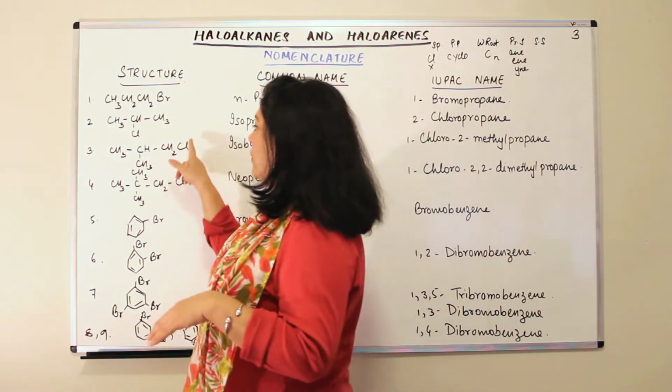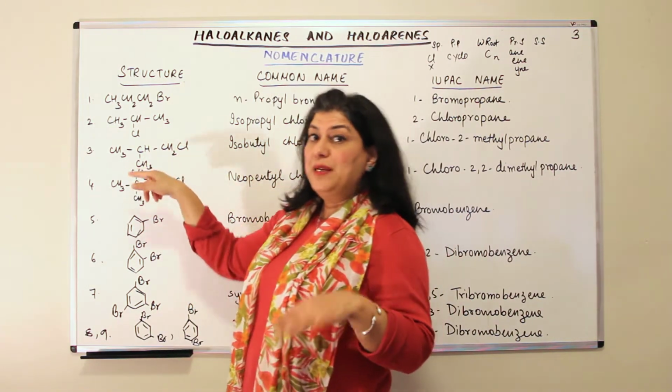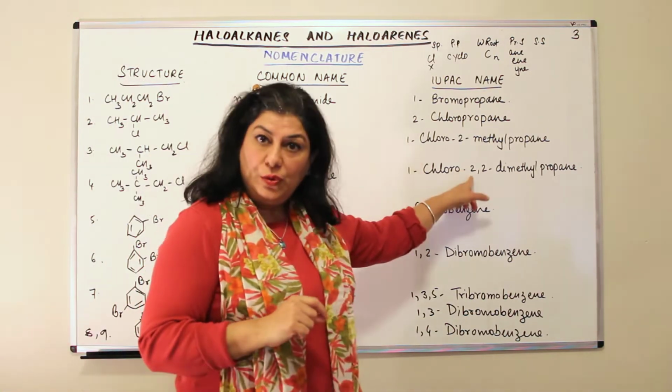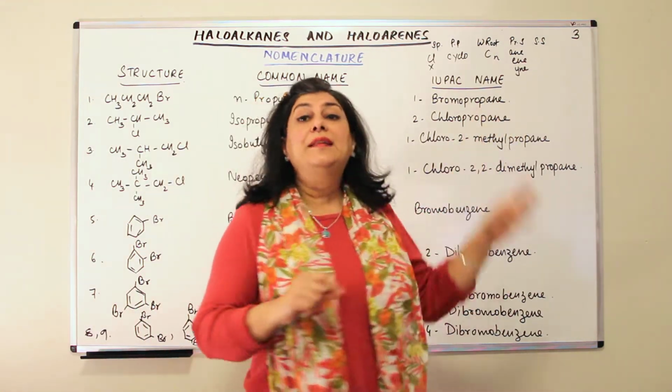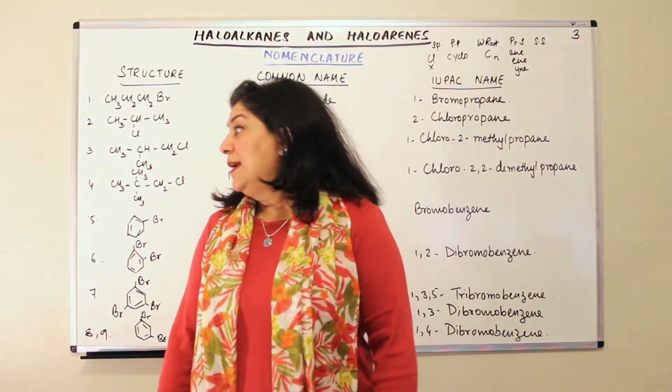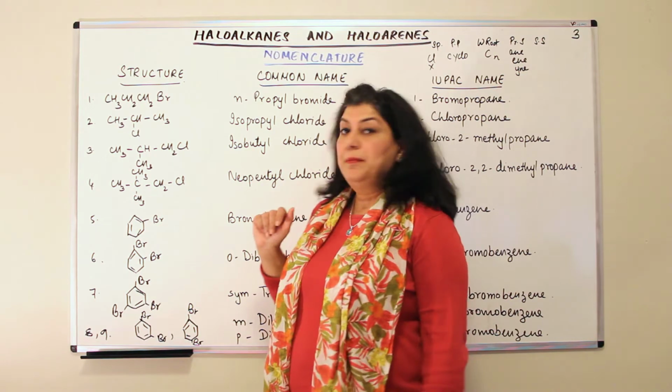So in this case, C is for chloro and M is for methyl. So C will come first. So we write 1-chloro, 2-methylpropane is the IUPAC name of this compound. Come to the next compound now.